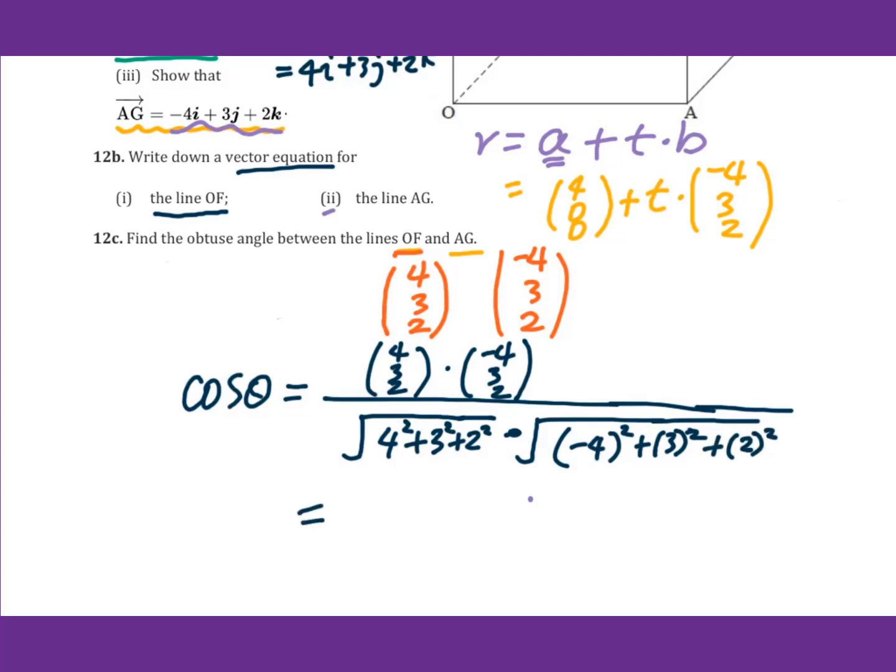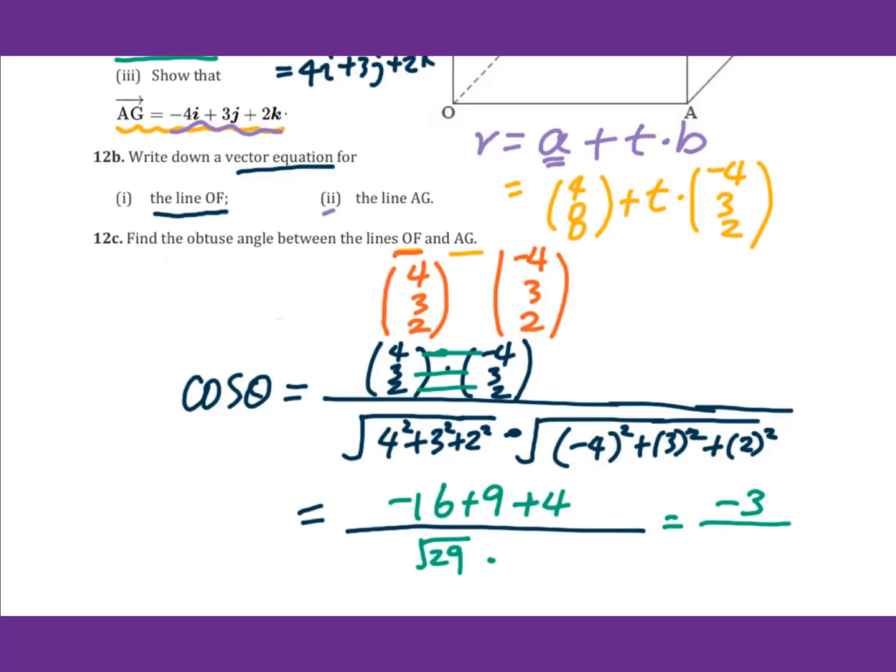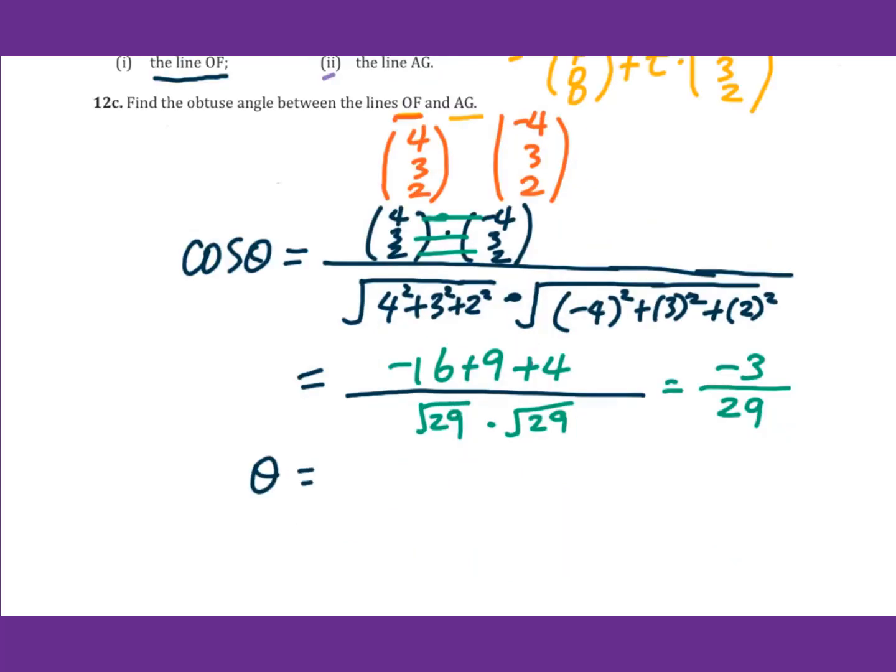We work this out. You multiply the corresponding components. So we have negative 16 plus 9 plus 4. You will get negative 3. For the denominator, you will get square root of 29 times square root of 29. Therefore, you get 29. So theta equals inverse cosine of negative 3 over 29, which gives 95.9 degrees.